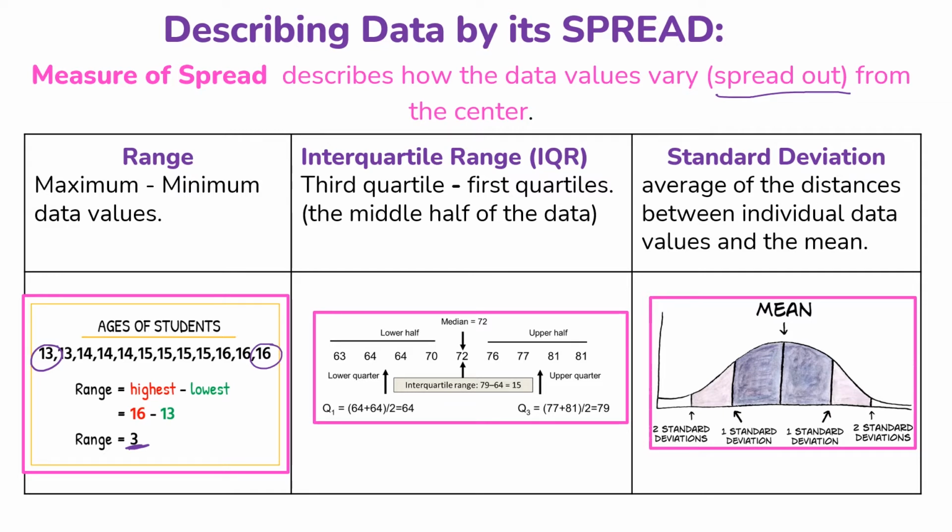The interquartile range, this may be familiar from box and whisker plots, that's the middle half of the data. So the interquartile range would be right here, and right here you have your lower quartile, and you have your upper quartile right here. And last, we have the standard deviation, that is the average of the distances between the individual data values and the mean. And so the mean would be in the center right here, and you have 1 standard deviation and 2 standard deviations. So this is what we use to describe data by the spread.